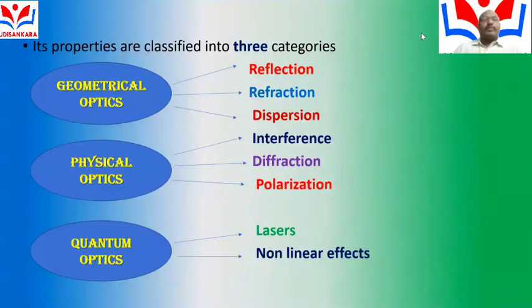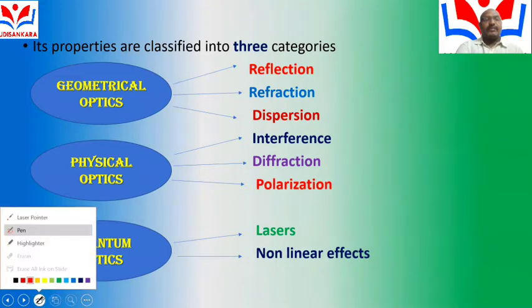Optics is classified into three categories: geometrical optics, physical optics, and quantum optics. Geometrical optics covers reflection, refraction, and dispersion. Physical optics covers interference, diffraction, and polarization. Quantum optics covers lasers and non-linear optics.